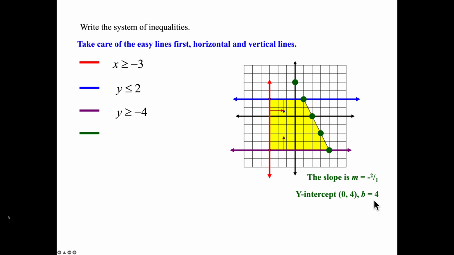So I have slope, I have y-intercept, I have y equals mx plus b. Y equals -2x plus 4. That's the line, and we're shading below it. So my equal sign becomes less than or equal to -2x plus 4. Can we agree? Good. All right, that wraps up.